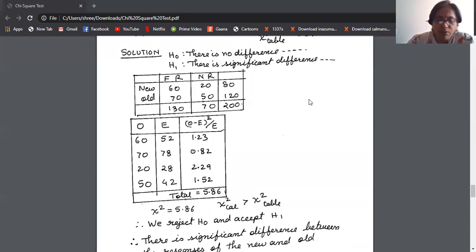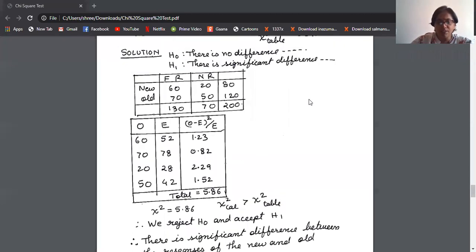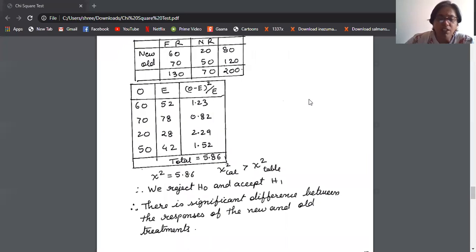You have to do it, not you can do it. But here I have just given you the answers. Now, we have got 5.86 and the table value is 3.84. Okay. So our value is greater than the table value, and therefore we reject H0 and accept H1.